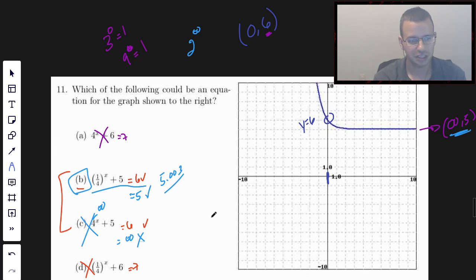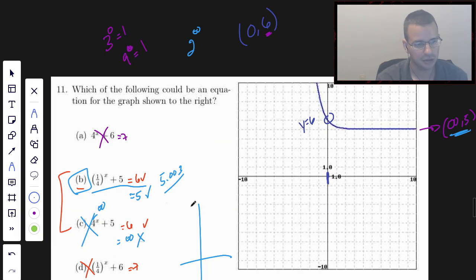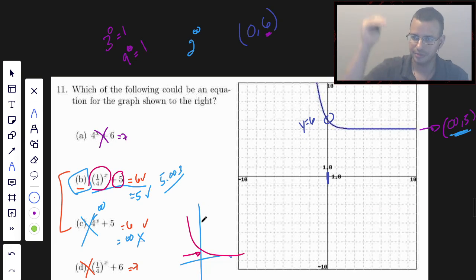Looking at this logically, this is kind of like an exponential decay type graph, which looks like this. The intercept is at 1 and it goes to 0. So this is an exponential decay, and then it's just translated up by 5. So the plus 5 just moves it up 5. So that's the idea of this one.